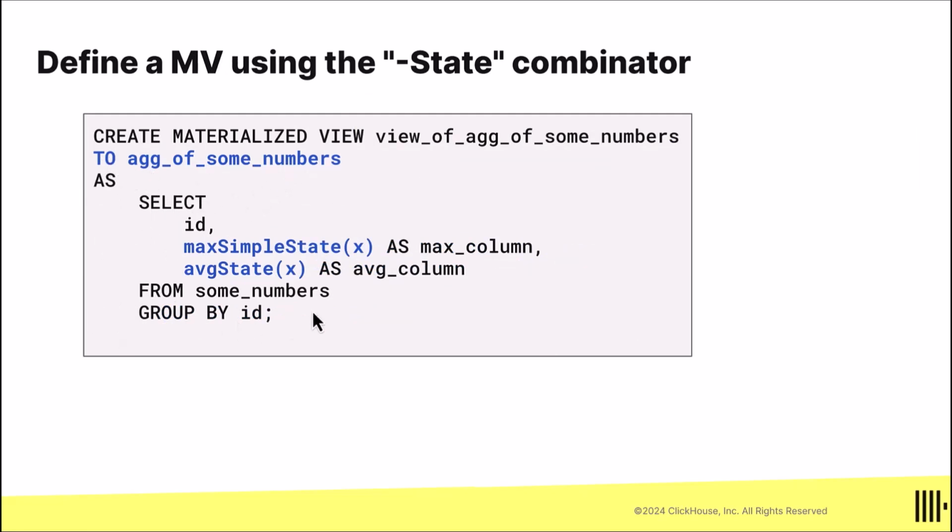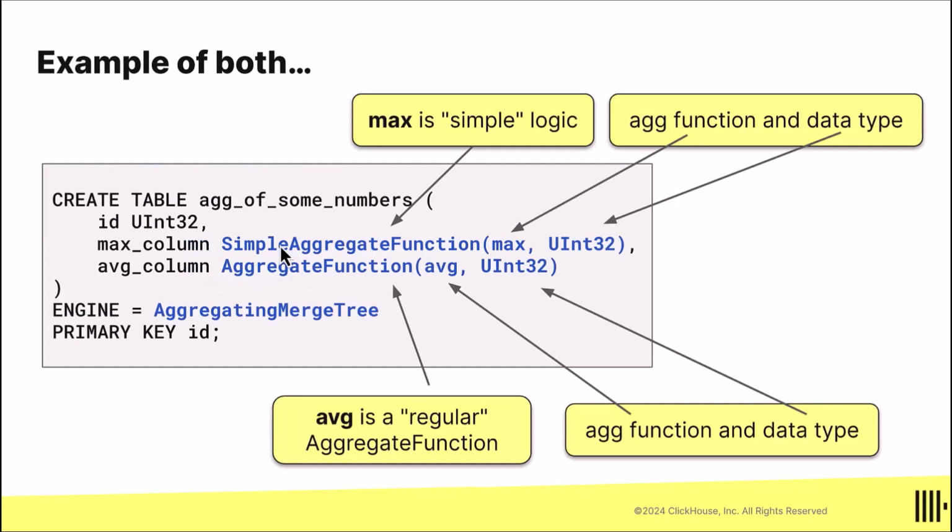my query has to be a little bit different. You don't just pick the maximum value of the incoming rows. You don't just take the average of the incoming rows. They're the wrong data type, by the way. The average or maximum are just numbers, but I need them to be simple aggregate functions and aggregate functions.